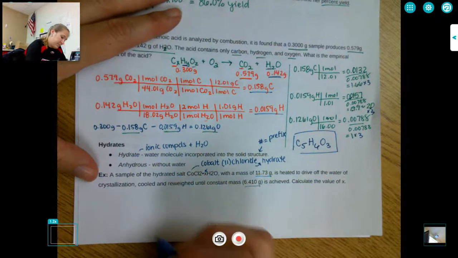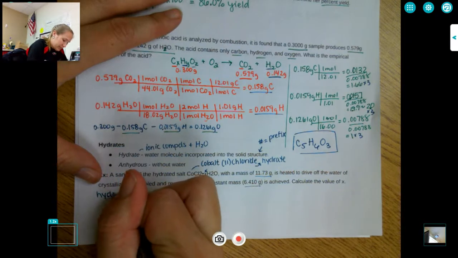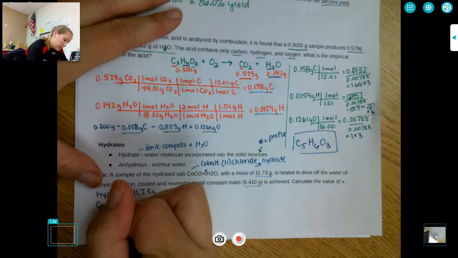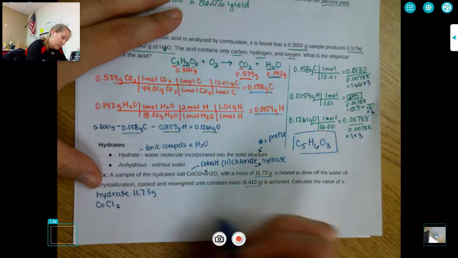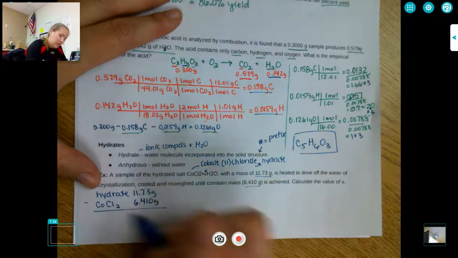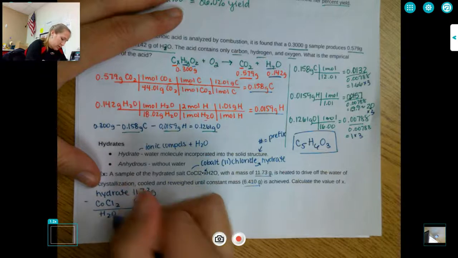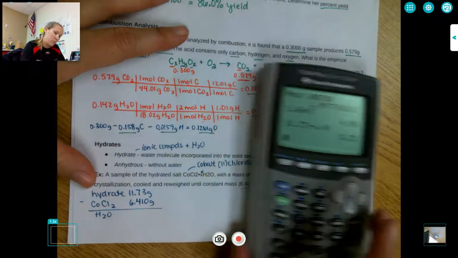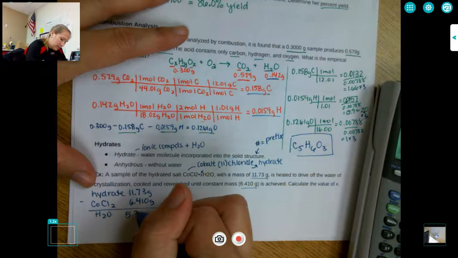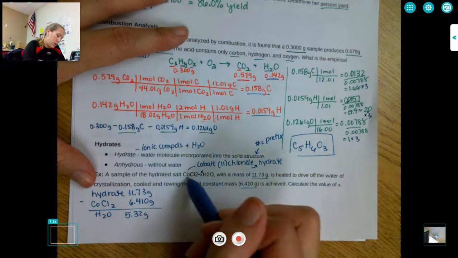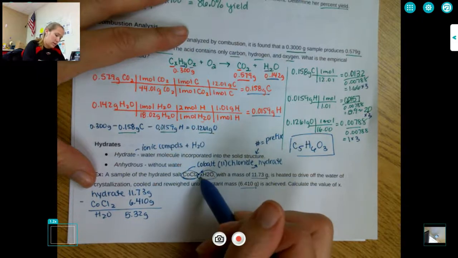So this is another empirical formula. I have my hydrate of 11.73 grams. My anhydrous salt is just the cobalt 2 chloride without the water with it, which is 6.410 grams. So the difference between the two of them is the water that was removed. So 11.73 minus 6.41, so 5.32 grams of water.